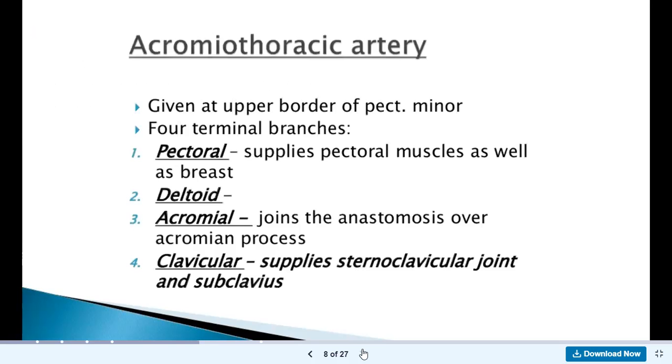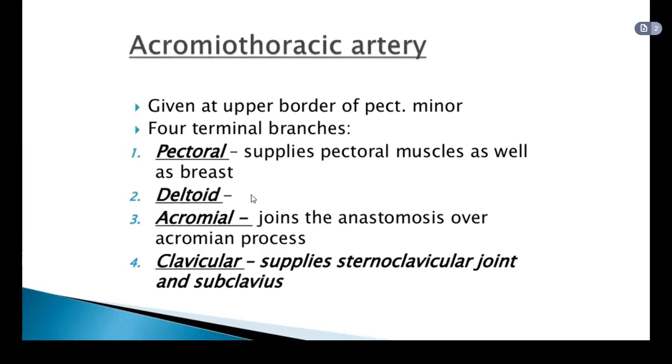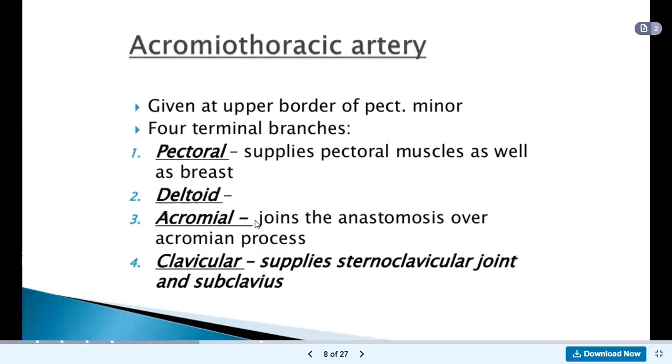And then the acromiothoracic artery is given at the upper border of the pectoralis minor, and it has 4 terminal branches. The first is the pectoral branch, which supplies the pectoral muscles as well as the breast, the mammary gland. And then we have the deltoid branch, which supplies the deltoid muscle, located at the head of the humerus. And then we have the acromial branch, which joins the anastomosis over the acromial process.